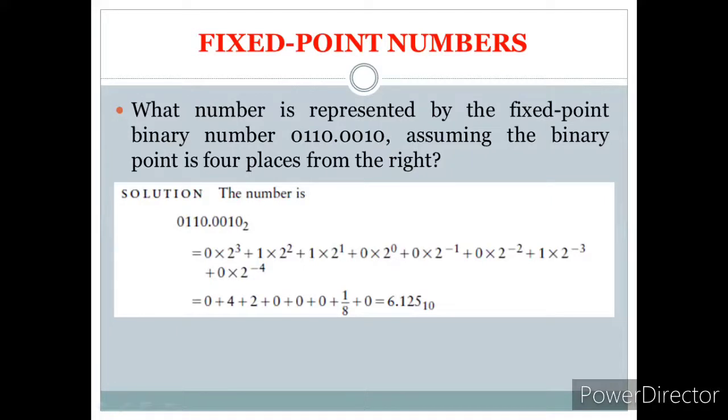Now let us see the number represented here in decimal. That is about binary to decimal. The given number is 110.001 to the base 2. So here it is minus 1, minus 2, minus 3. 2 raised to minus 3 is 1 by 8. So the number is 6.125 to the base 10. So this is how we represent a fixed point number with the help of binary digits.